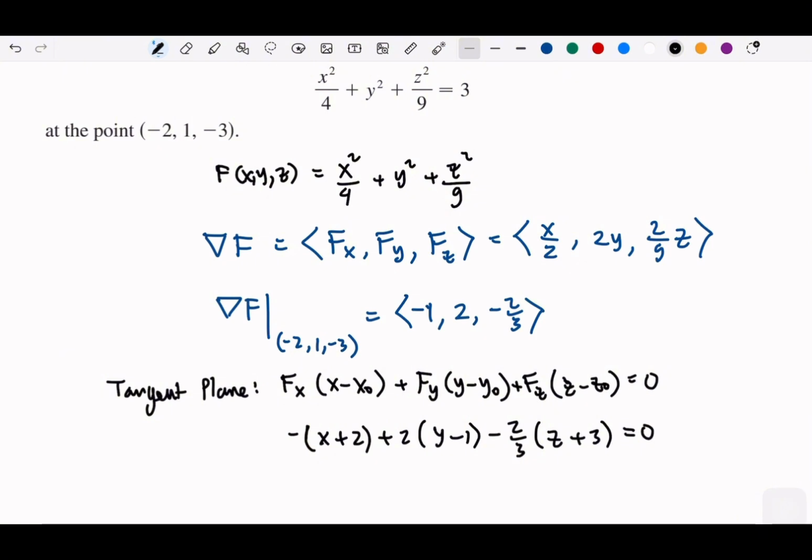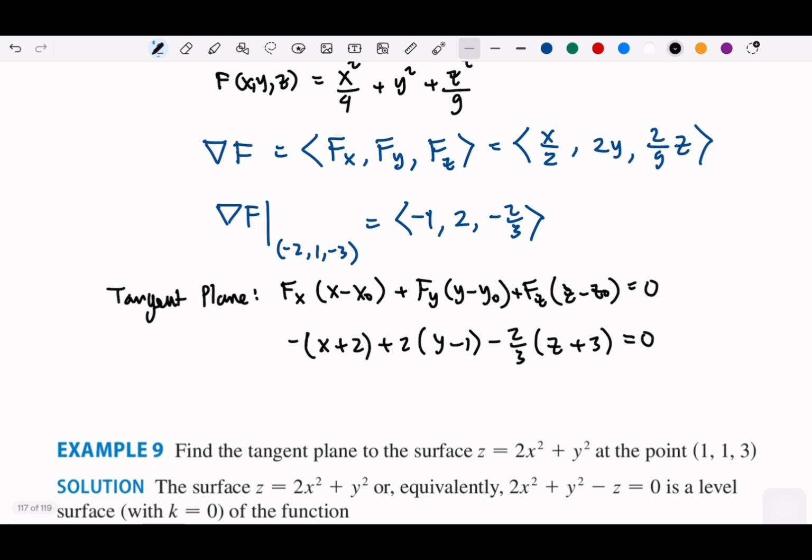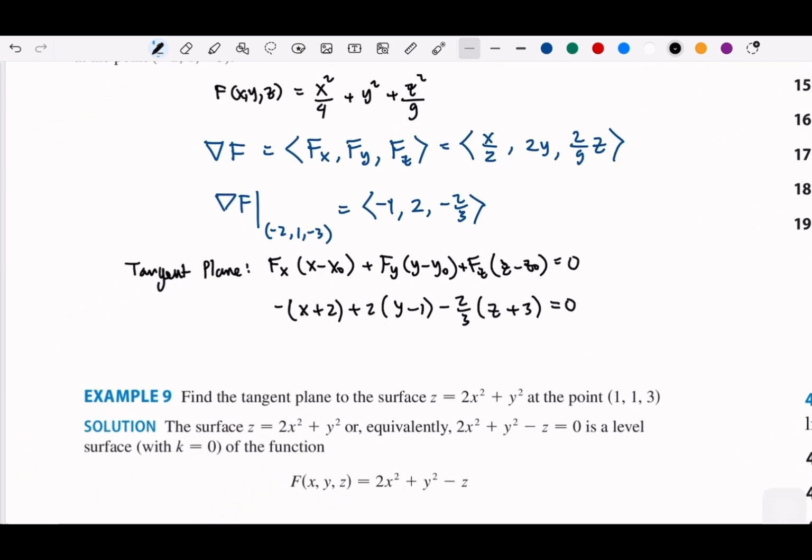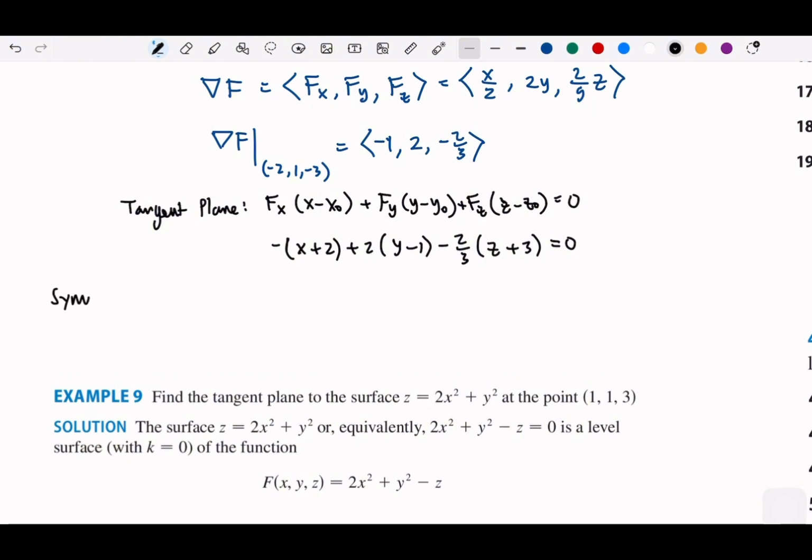If you want to stop here, it's okay. If it is in the exam, I will give you full points if you just write like that. It's already full points. Okay? So don't worry about taking your time to simplify the process. If you want the symmetric equations, you can write x plus 2 over negative 1, basically taking all the forms, the same as in the tangent line, if you remember. Okay, so that's it.